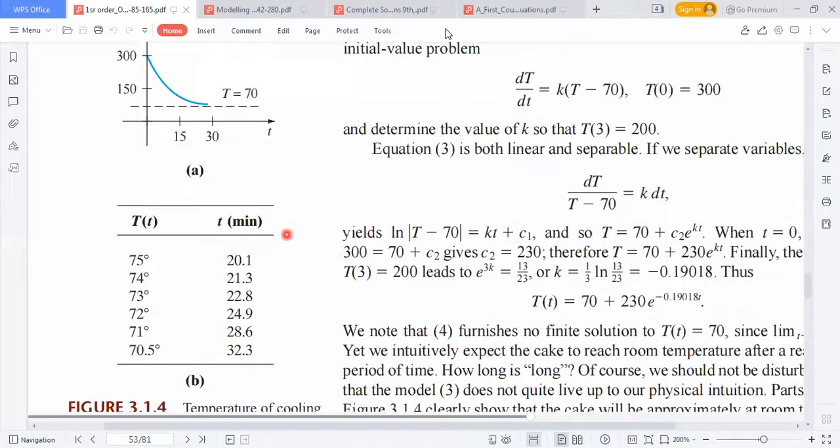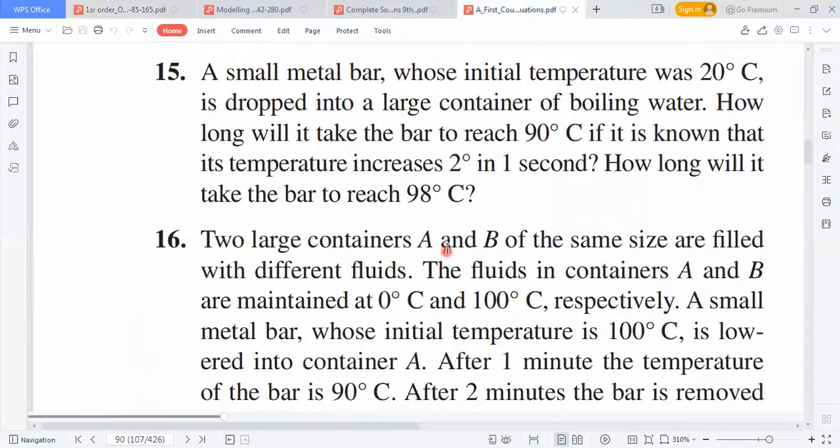But now we'll try to solve a problem, this one, number 15, using the same procedure. A small metal bar whose initial temperature was 20 degrees centigrade is dropped into a large container of boiling water. That means increasing time, increasing temperature. How long will it take the bar to reach 90 degrees centigrade, if it is known that its temperature increases 2 degrees in 1 second? Now we are trying to solve this example.